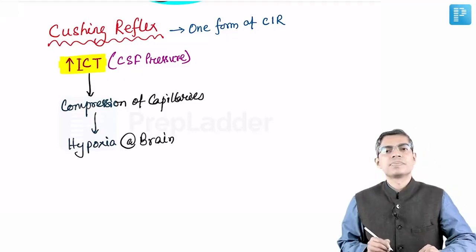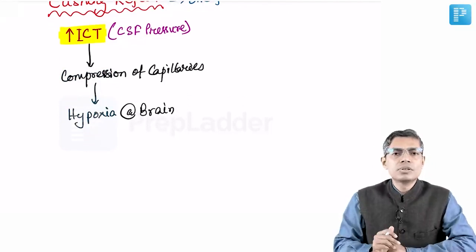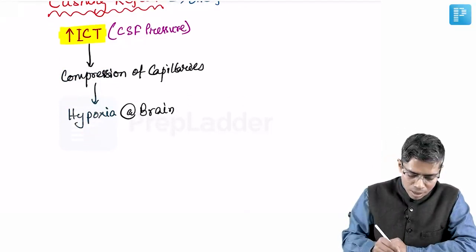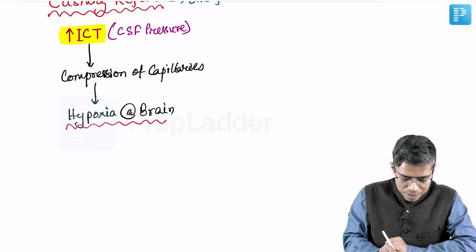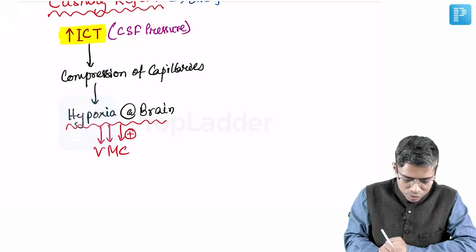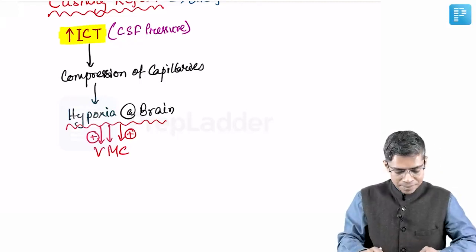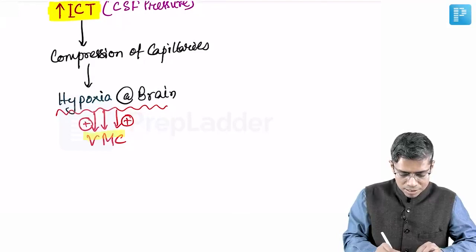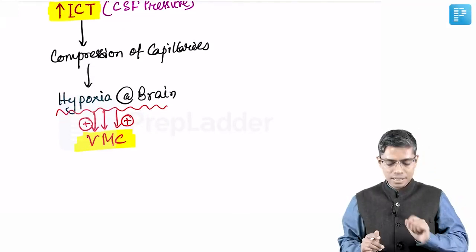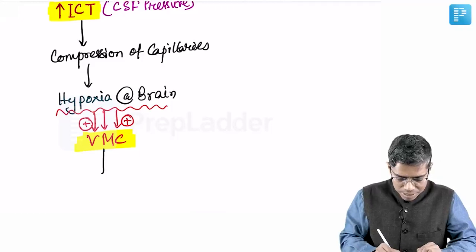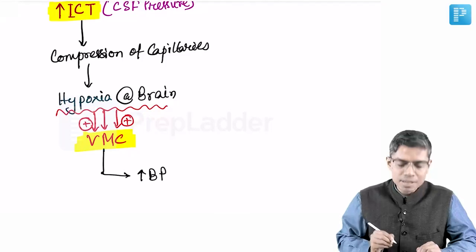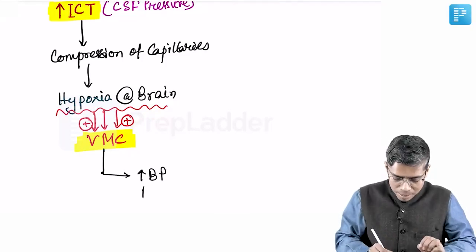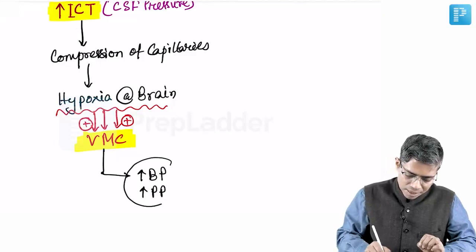And just now we have understood that hypoxia at the level of the brain is going to activate the CNS ischemic response. How? This hypoxia of the brain will produce local hypoxia and hypercapnia, because of which it will strongly activate our center, that is the vasomotor center. And whenever this vasomotor center is activated, now this is an indirect form of activation of CIR, right? Now the vasomotor center is active means your sympathetic system will be activated. Sympathetic system activation means blood pressure will be high. Which blood pressure? Mainly the pulse pressure is going to be very high.